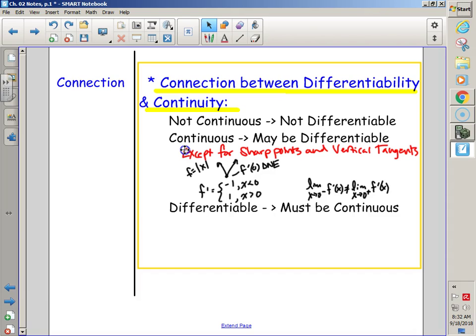f prime of 0 does not exist because the one-sided limits do not agree. What the slope is on one side, what the slope is on the other side, they do not agree. The limit does not exist, so the derivative does not exist.